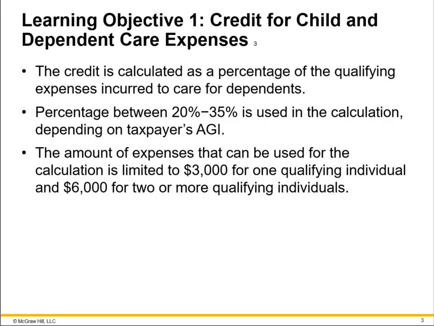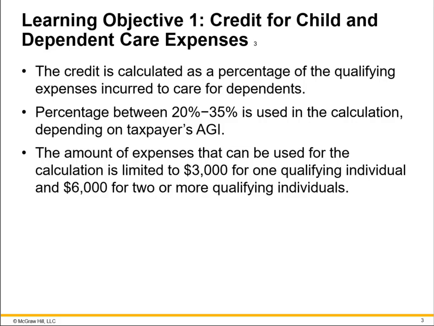The amount you get as a credit for this dependent care credit is never 100%. It's always a percentage of what you actually pay for the care for the qualifying individual. And it's a percentage between 20 and 35%. The lower your AGI is, the higher your percentage is, but it never goes to zero.